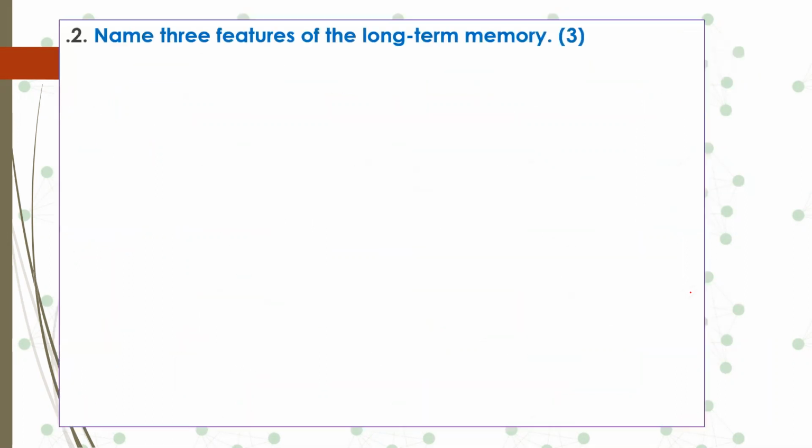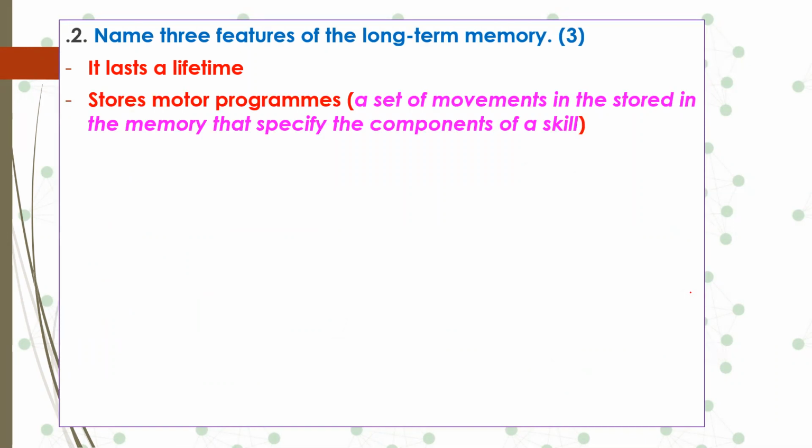Right, second question. 3 features of long-term memory. One of them is that it lasts a lifetime. So it's got a huge ability to store information and it lasts potentially a lifetime. Stores motor programs. So in the long-term memory, you've got these motor programs which are stored. Now, motor program is an important phrase which we're going to move on to next, so it's important that you're clear on this.